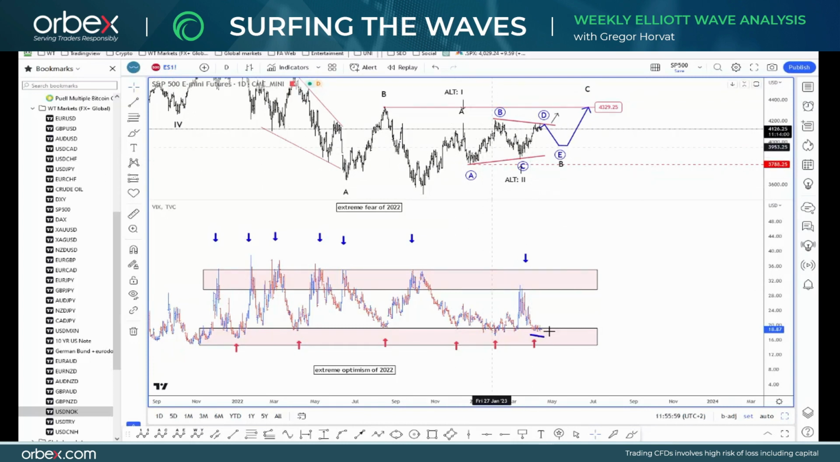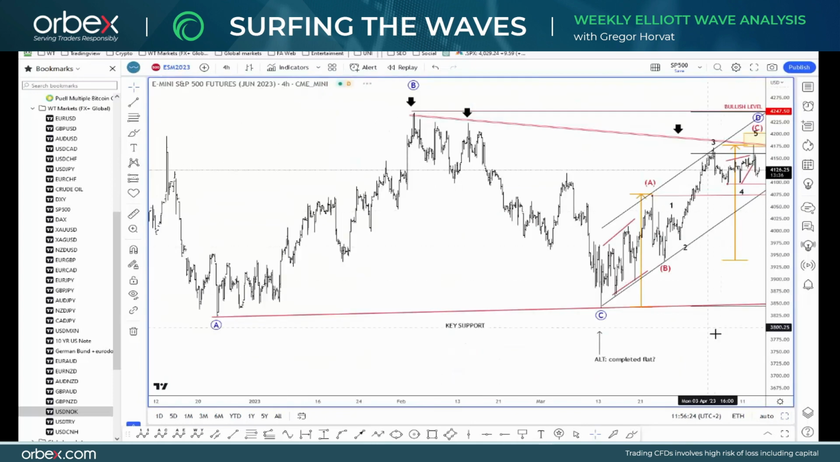VIX is also trading here at this low, so it looks like the market is confident. There is not a lot of fear here, and usually, as you know, this can be a contrarian indicator, similar to what was shown here, even here, and even a few times back in 2022. So I'm aware of a potential triangle here where wave E is still missing.